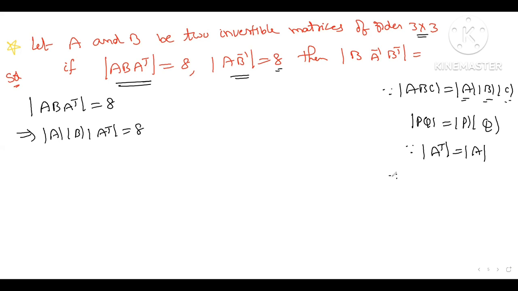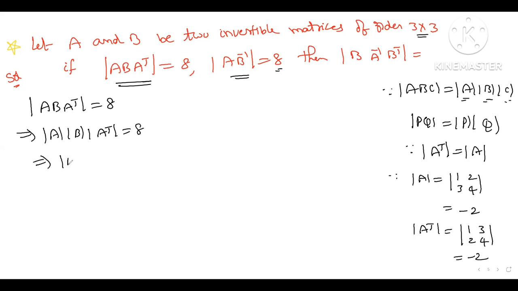Okay, I will give one example. Let us take det of A is equal to det of 1, 2, 3, 4. How much is this det value? 4 minus 6, minus 2. Det of transpose of A, how much value? Its transpose is 1, 3, 2, 4. This det also is minus 2. So det of A, det of transpose of A both are equal. So that implies det of A into det of B into transpose of A value is nothing but det of A into det of B.